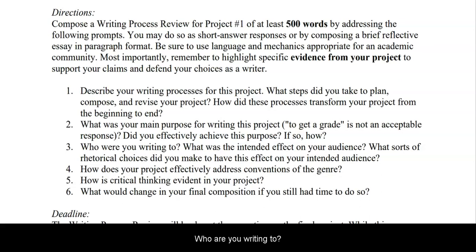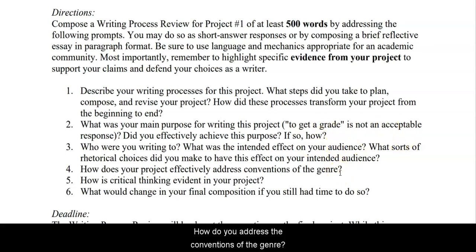Then, who are you writing to? For this project, you are writing directly to me, your instructor. So what effect do you hope your narrative has on me, and what moves or rhetorical choices did you make to ensure this happens? Did you appeal to my values, beliefs, interests, knowledge in some way? Do you share content that's important to your audience in some way, or make moves in your writing to ensure the assignment is understandable to your audience?